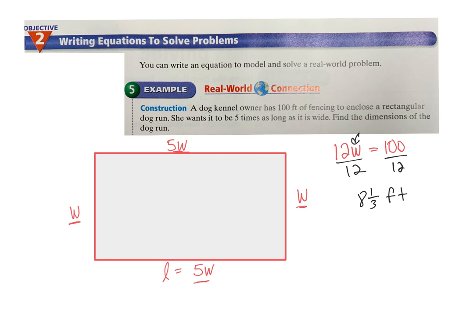My W, right? So in order to find my length, I need to multiply by 5. If it asks for dimensions, it wants both of them. So don't just give me one, because you will not have given me the entire answer. So it has to be 8 1/3 feet, and then I'm going to multiply that by 5.